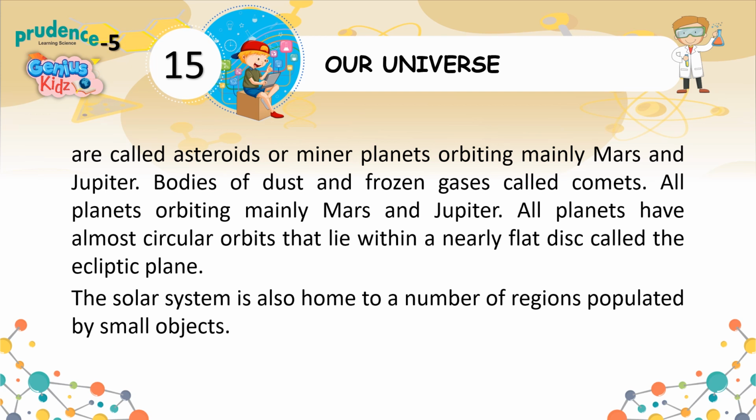All planets have almost circular orbits that lie within a nearly flat disk called the ecliptic plane. The solar system is also home to a number of regions populated by small objects.